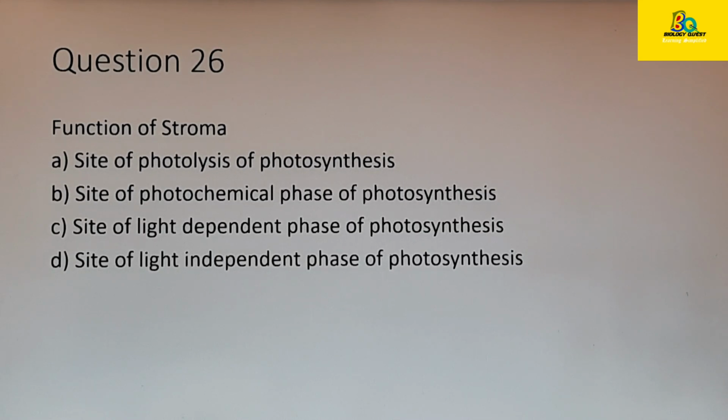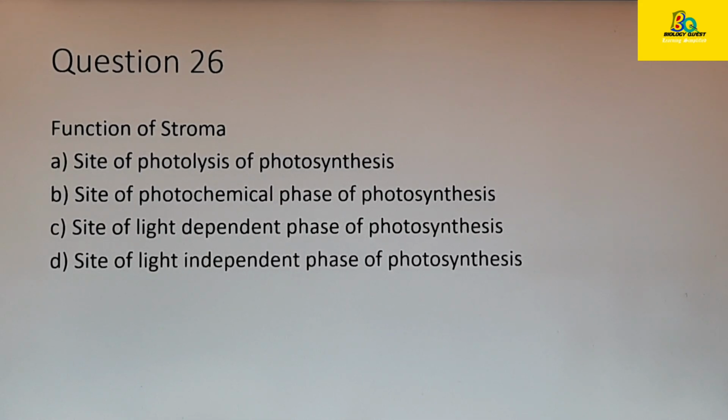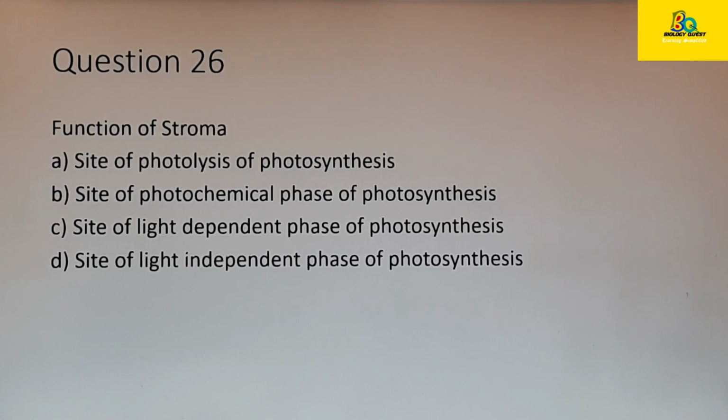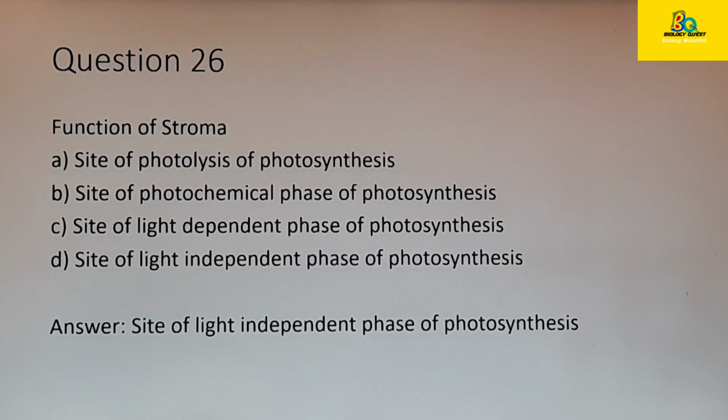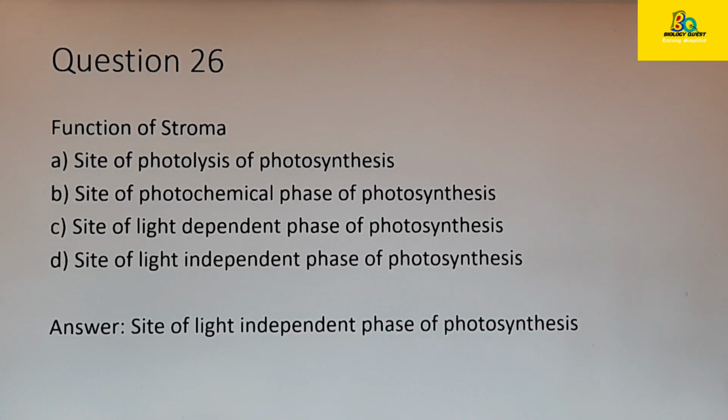Why is it called the light independent phase? It is also called the dark reaction. Why is it so called? Because the reactions of this phase are not dependent on light energy. Stroma contains the enzymes necessary for these reactions of the light independent phase. Hence, the site of light independent phase of photosynthesis is stroma, or stroma is otherwise the site of dark reaction. So the correct answer is option D, site of light independent phase of photosynthesis.